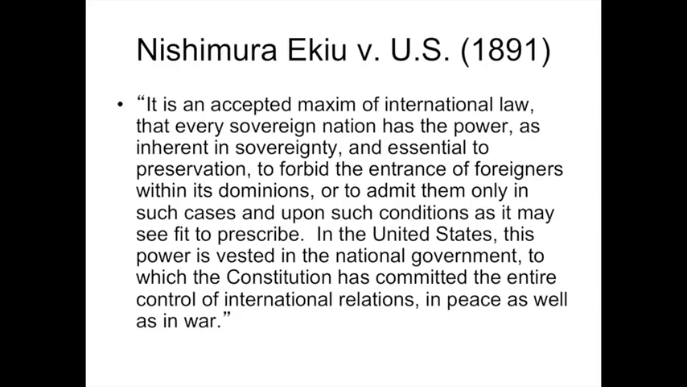The court said this in 1891, "It is an accepted maxim of international law that every sovereign nation has the power, as inherent in sovereignty and essential to preservation, to forbid the entrance of foreigners within its dominions, or to admit them only in such cases and upon such conditions as it may see fit to prescribe. In the United States, this power is vested in the national government, to which the Constitution has committed the entire control of international relations in peace as well as in war." So these are the parameters of the plenary power. It's Congress's power. It limits judicial review.